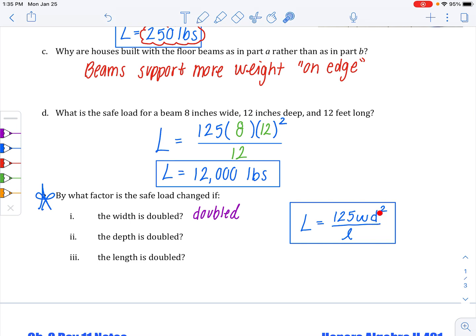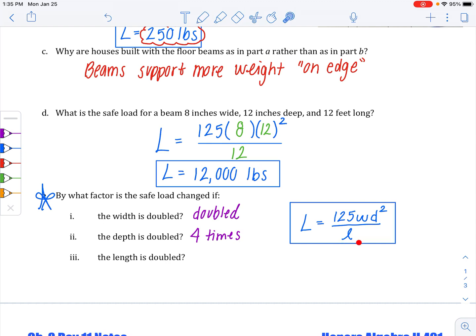What if the depth is doubled? Remember, the depth is already raised to the second power. So if I double the depth, it's going to be 2 to the second power, which is 4. So I just multiply this by 4. So you're just going to write, it will be 4 times the safe load, right? You'll multiply it by 4 because it's the depth squared.